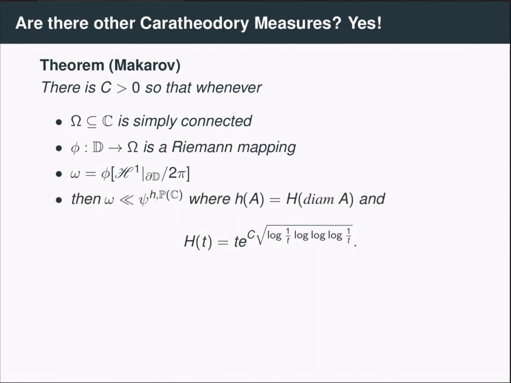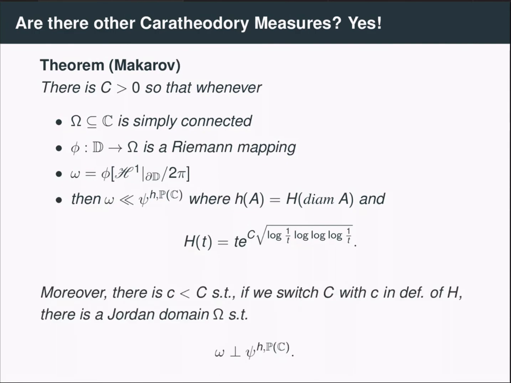Then one can show that the harmonic measure is absolutely continuous with respect to the Caratheodory measure that uses all subsets of Euclidean space as its collection of sets, but uses a gauge function h, where h of a set A is equal to big H of diameter A, where big H is this crazy function, t times the exponential of c times the square root of log 1 over t times log log 1 over t. Okay? Moreover, this result is tight in the sense that for a smaller constant c, the corresponding Caratheodory measure is singular with respect to harmonic measure for some simply connected planar domain.